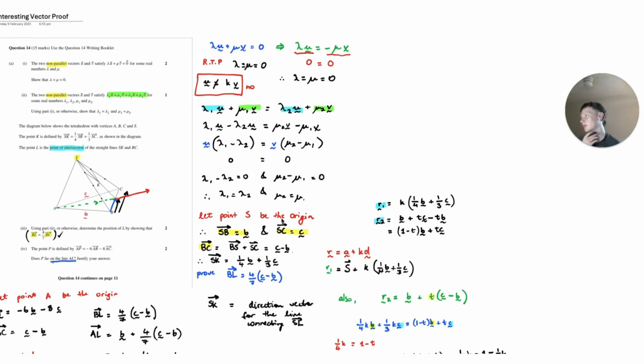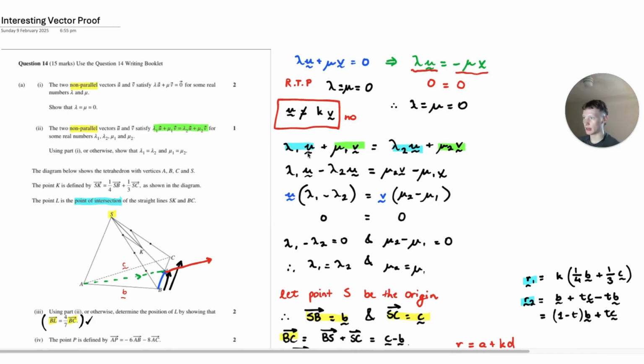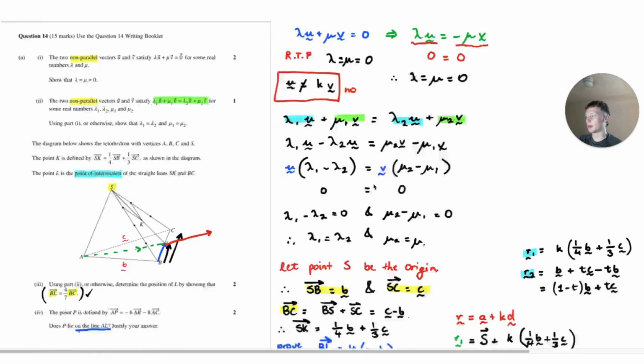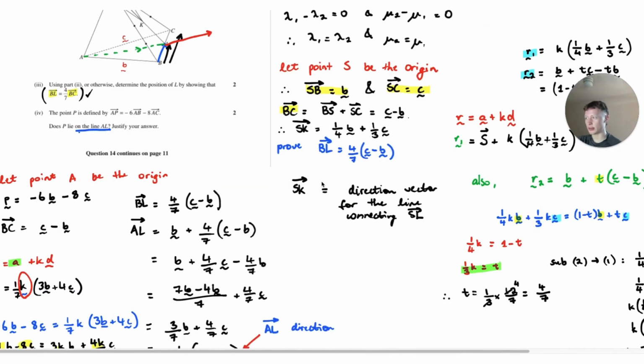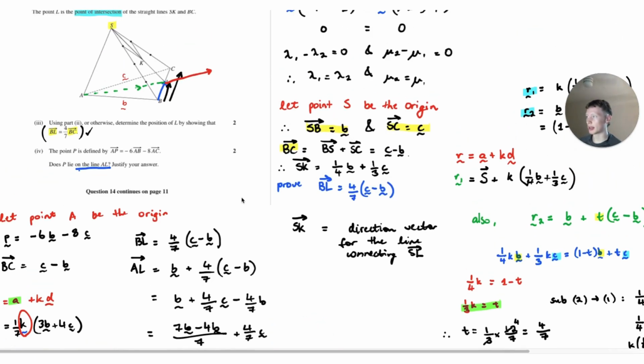So A and B, like parts 1 and 2, that comes back to the theory of them being non-parallel vectors. Parts 3 and 4 then are actually quite difficult vector proofs involving the vector equations of a line, and finding the intersection between them. But I think the key part that I've done here is actually moving the origin to a point that gives us less maths.